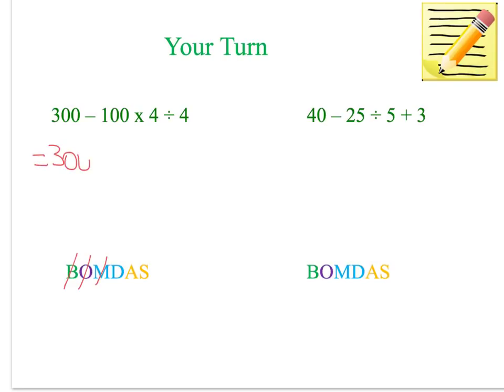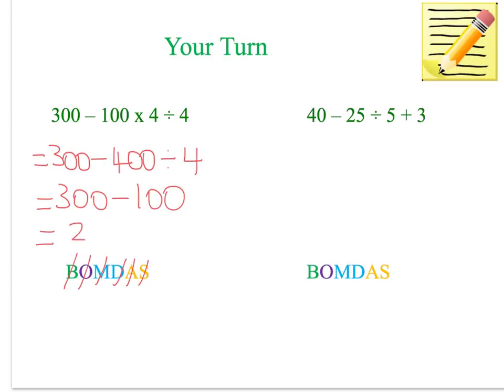300 minus 100 times 4 is 400 divided by 4. So now we're doing division. 300 minus, and 400 divided by 4 is 100. Then there's no addition, so we do subtraction. It's 200. Hopefully you got that right.